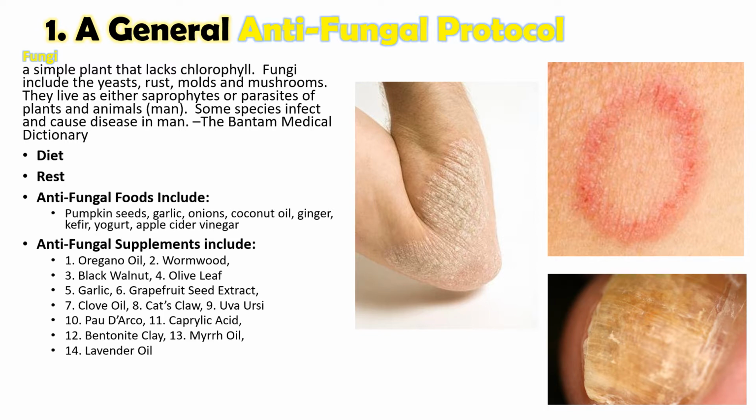Again, wormwood, black walnut, olive leaf, garlic, grapeseed extract, clove oil, cat's claw, uva ursi, pau d'arco, which can also be in a tea form, which can be good as an antifungal, caprylic acid, which is in coconut oil, and also it is in grass-fed dairy in the milk. If you have a high concentration of fat in that milk, it's going to have a high caprylic value to it. Bentonite clay can also be helpful because it can draw out those heavy metals, like I was mentioning earlier, which can make way for being able to resolve a fungal infection.